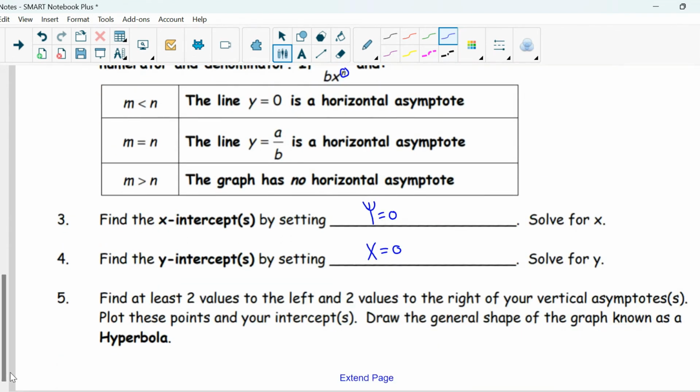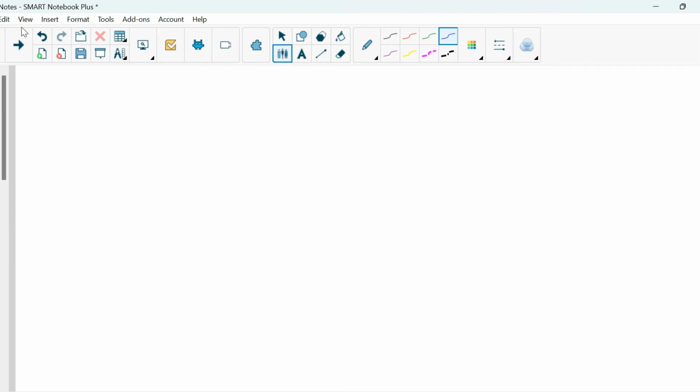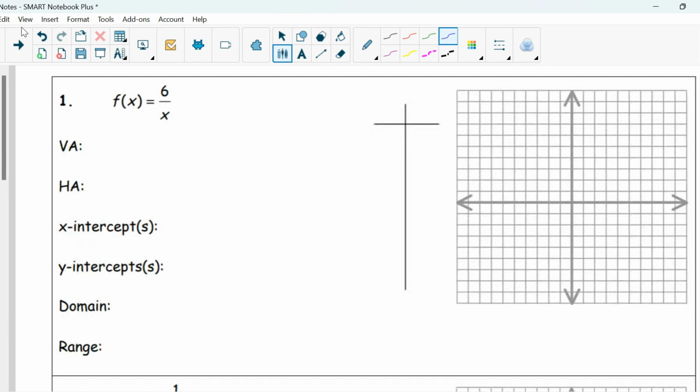Okay, so make sure you pause the video here, copy down all of this info. I know it is a ton of writing, but it is okay. All right, so let's just do one example here, and we're going to save the other two for class. So the first thing that I would do, as it says here, we need to identify our vertical asymptote and our horizontal asymptote.